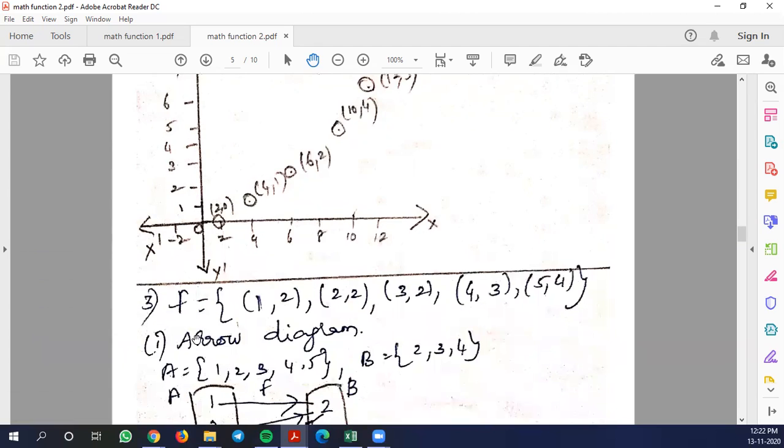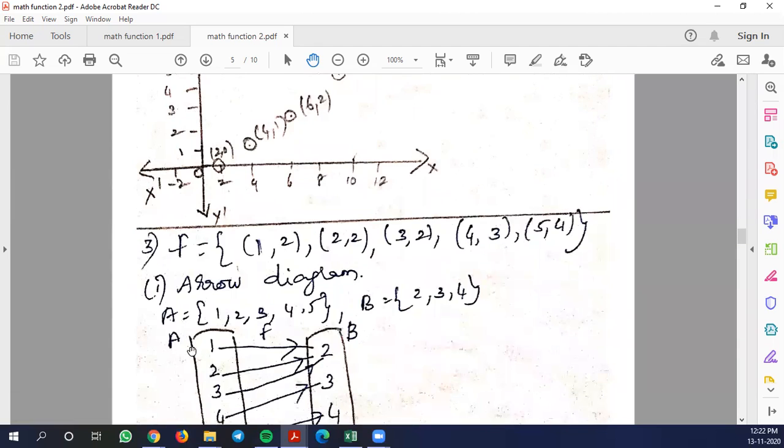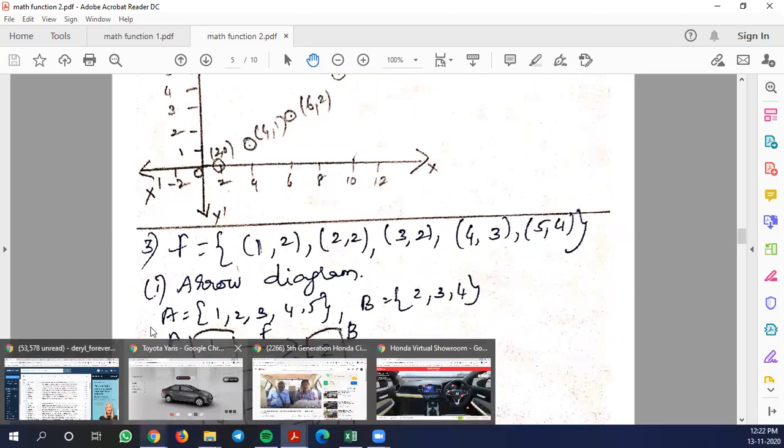Then the third sum, represent the function. The function is given: 1 comma 2, 2 comma 2, 3 comma 2, 4 comma 3, 5 comma 4. We have to draw the arrow diagram first.